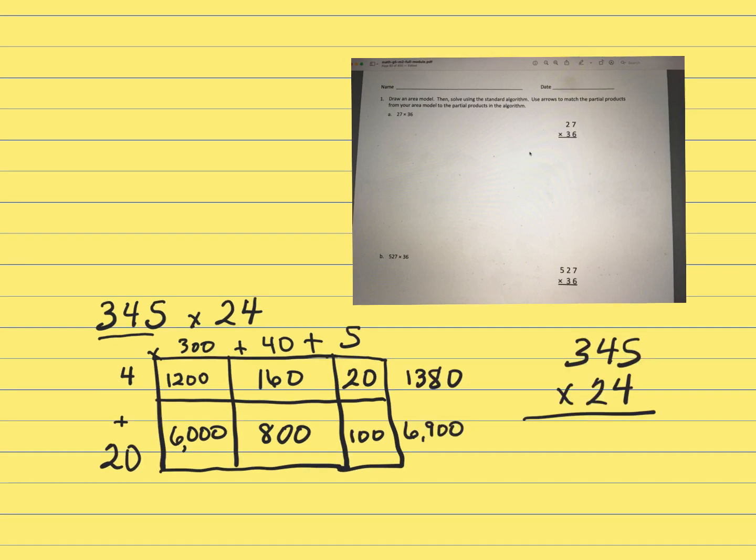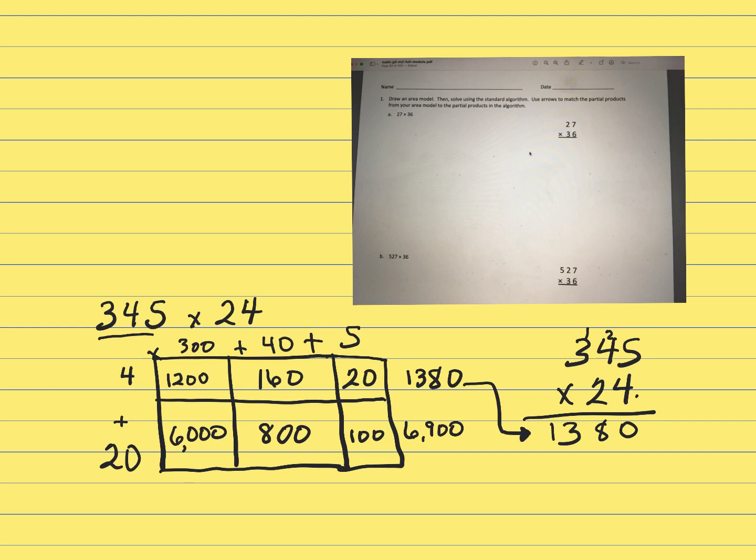Okay, doing my standard algorithm, I have 4 times 5 is 20. I'll do that up there. 4 times 4 is 16, 17, 18. And 3 times 4 is 12, 13. Oh yes, this matches my partial product.